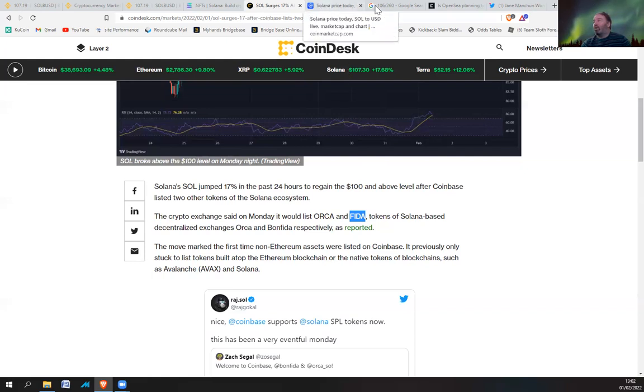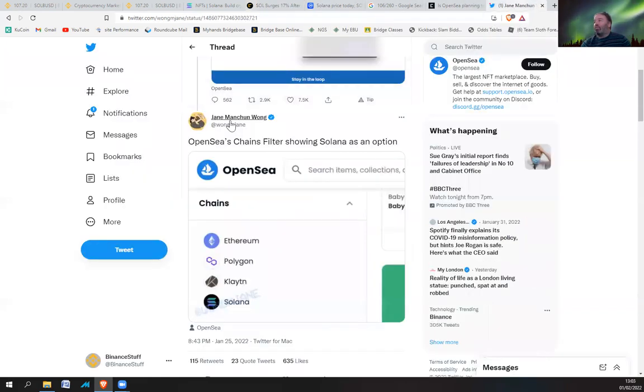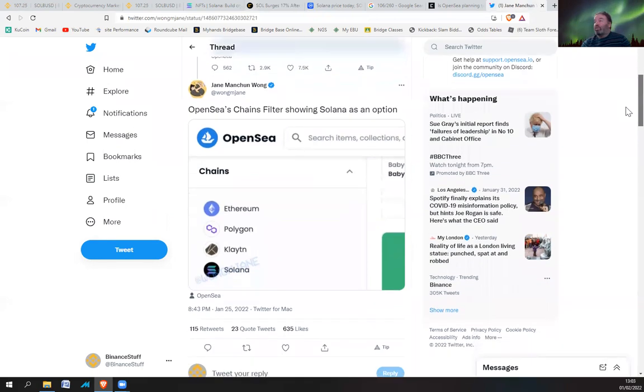Other news, so this Jane Manchung Wong, who's quite high profile on the Twitter spectrum, noticed a few days ago that OpenSea's chain filter was showing Solana as an option. So it's not there yet, but when Solana gets listed on OpenSea, you're going to have so many more transactions using Solana, which is just going to be massive.